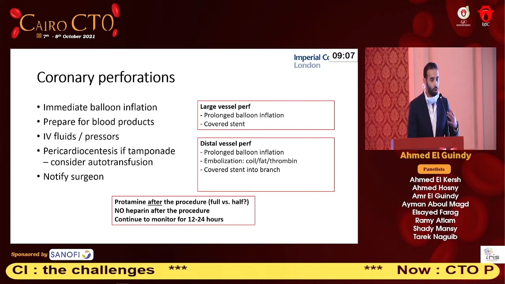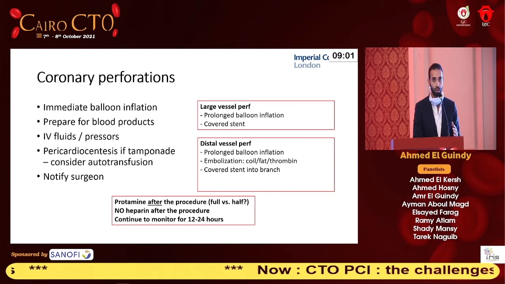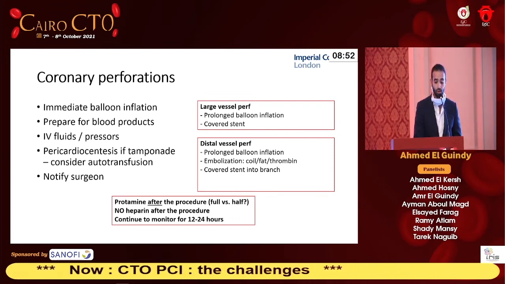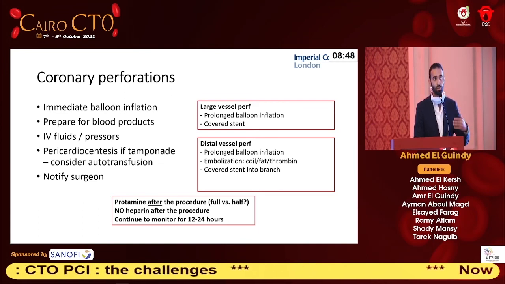So with coronary perforations, this is sort of the mindset we have. You need immediate balloon inflation. You want to prepare for blood products, IV fluids and pressors if the hemodynamics demand so, pericardiocentesis if in tamponade. You might want to consider autotransfusion, and you want to notify your surgeon. And importantly, you want to do all those steps almost simultaneously.